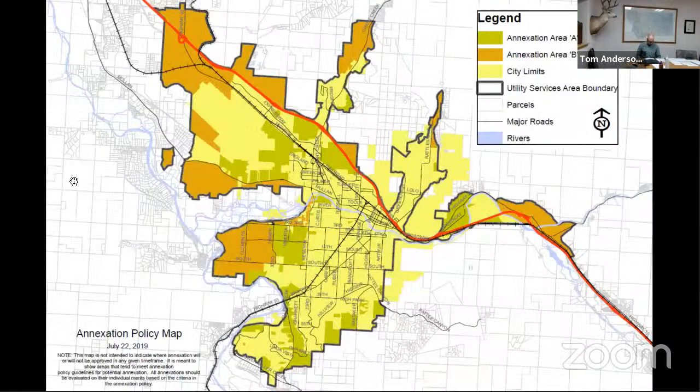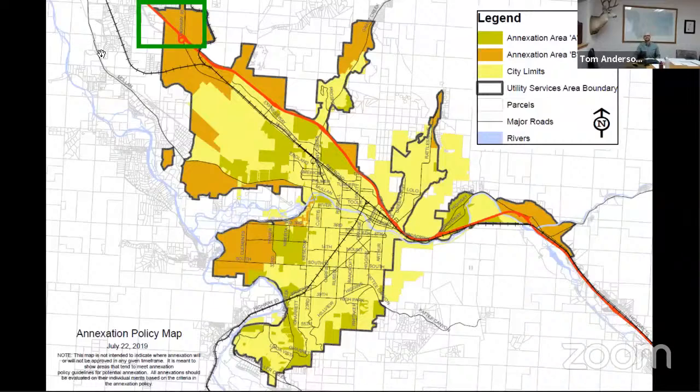Here we have the City of Missoula annexation policy map. This map identifies areas that have been looked at to support growth in desirable locations and have access to public services. These areas contribute to the logical growth pattern of the city by creating orderly and contiguous municipal boundaries. Area designation is not intended to indicate where annexation will or will not be approved in any given time frame, but it is meant to show areas that have factors that tend to meet annexation policy guidelines. I didn't make that up. That's straight off of the city policies.